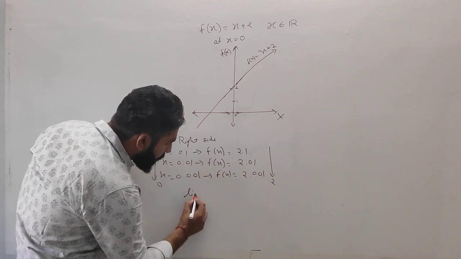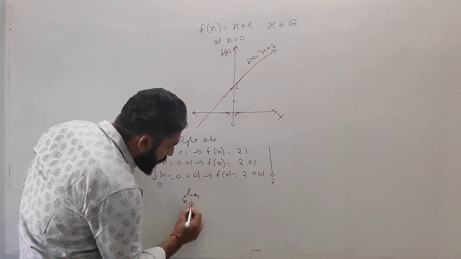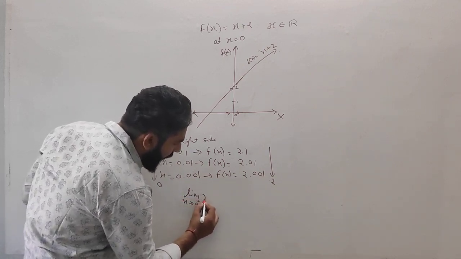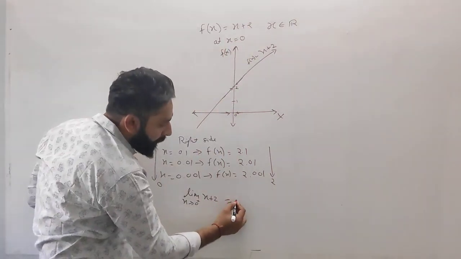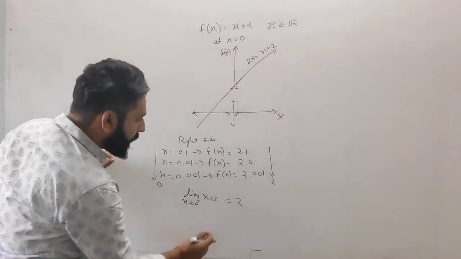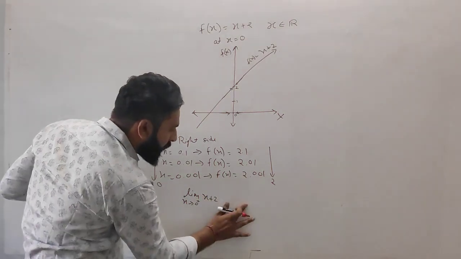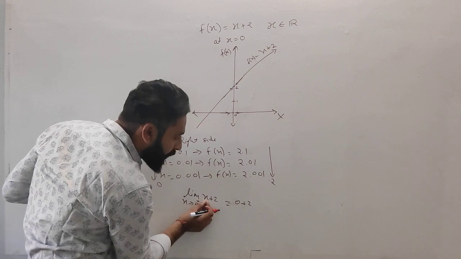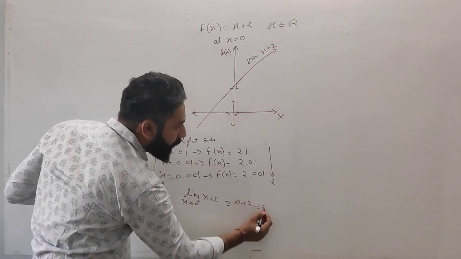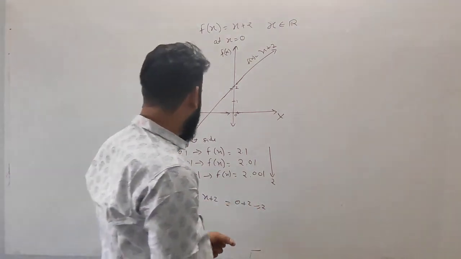So limit x tends to 0 positive of x plus 2, what we calculate is 2. Simply we substitute the value 0 plus 2, because we are approaching 0, so 0 plus 2 is equal to 2. We also calculate from the left side.